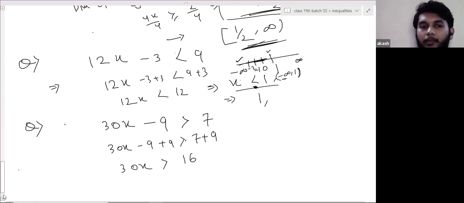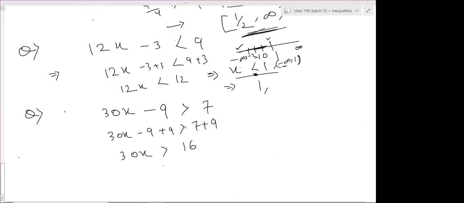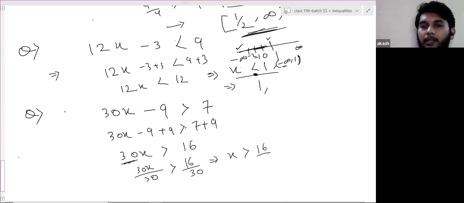Dividing by what number can we divide both sides? 2. Why do we need to divide by 2? See, we need to remove 30, right? So we can directly divide by 30. Right, Iram? So 30x divided by 30 is greater than 16 upon 30. So this is x greater than 16 by 30. Yes or no?